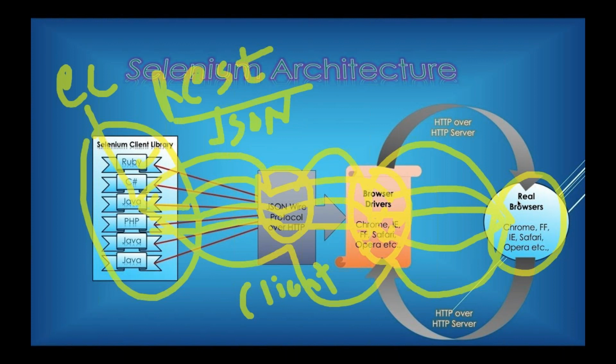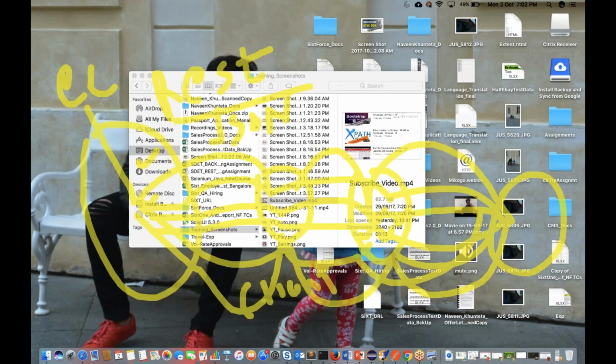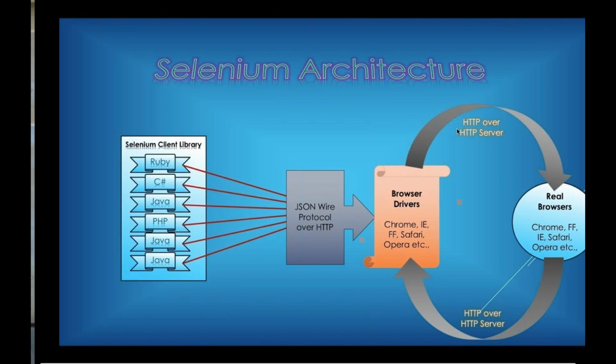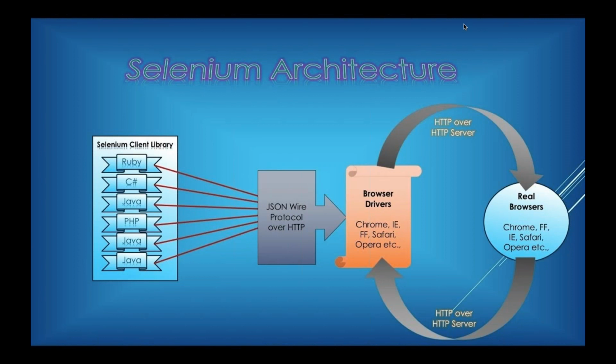We are getting the response in return. Chrome will respond for each and every request. So for each and every request, one response will be given to the client, like this. Okay guys, so let me remove this drawing. This is a basic architecture.